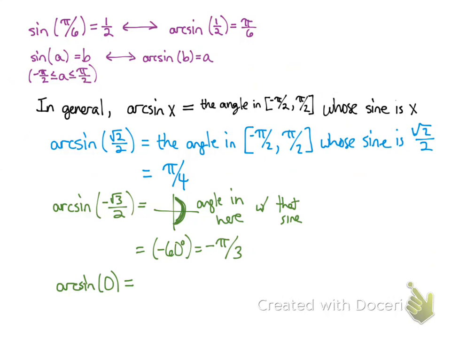The arcsine of 0 is the angle between negative 90 and positive 90, or negative pi over 2 and positive pi over 2, whose sine is 0. Well, sine of 0 is 0, so that's pretty easy. Arcsine of 1 is the angle in that interval whose sine is 1. The only one is 90 degrees, so pi over 2, and so on. Okay, so this is how the arcsine function is defined.